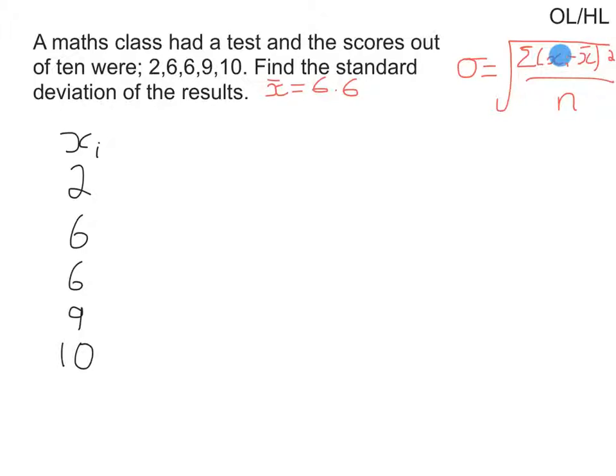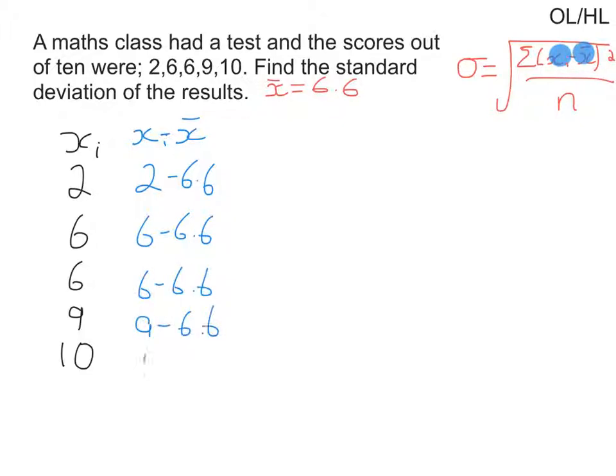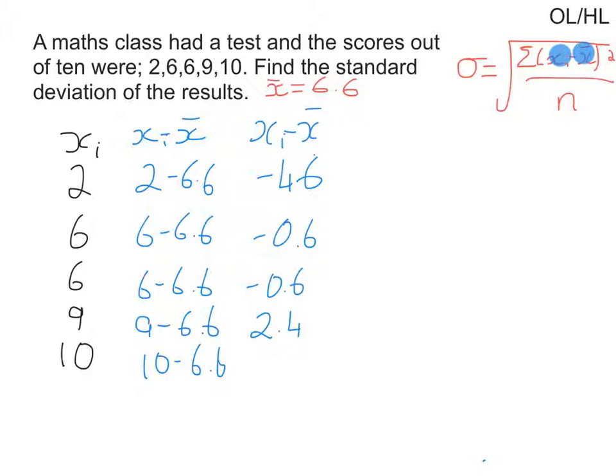Going back to our formula, it says x minus the mean. So the next thing we want to do is go x minus x bar. 2 minus 6.6, 6 minus 6.6, and all the way down. When we do this, we get the calculation of minus 4.6, minus 0.6, minus 0.6, 2.4, and 3.4.